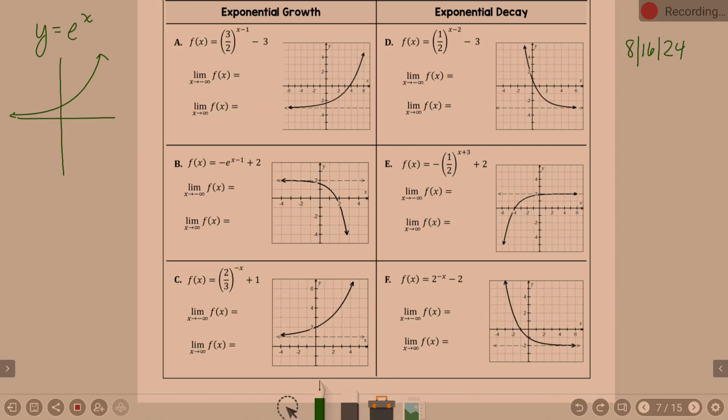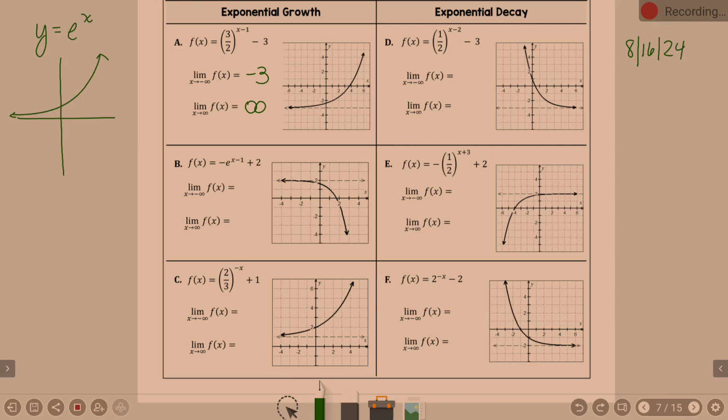So, what's the limit as x approaches negative infinity? I agree. Negative 3, because you're approaching that asymptote drawn in there, right? A normal exponential function does not cross the x-axis. Because we move this down 3, it now does not cross y equals negative 3. And as we approach positive infinity, as you go right, it is going up.